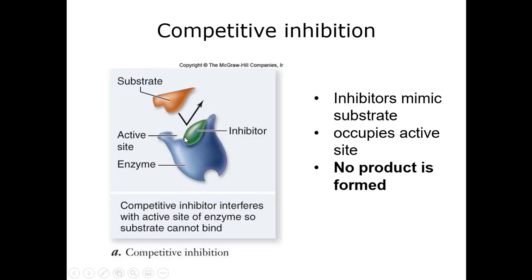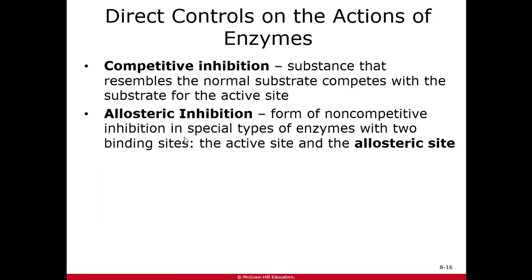An allosteric inhibitor means that you're going to have some type of inhibitor that's going to bind to the enzyme, but in a different spot other than the active site. Some enzymes have two binding spots. They have their active site binding spot, and they have another spot called the allosteric site.